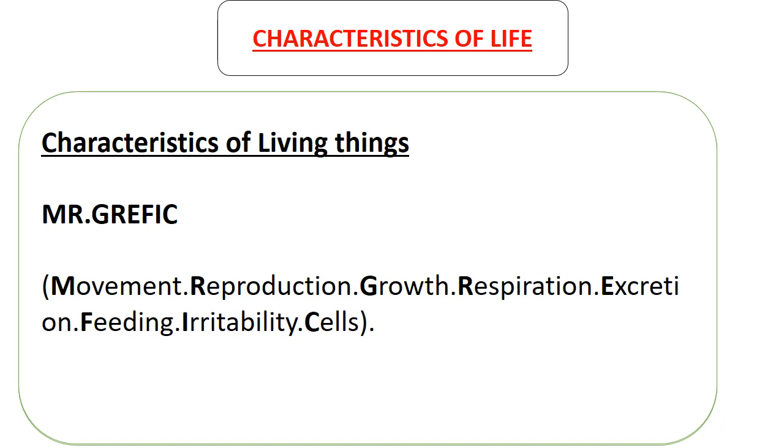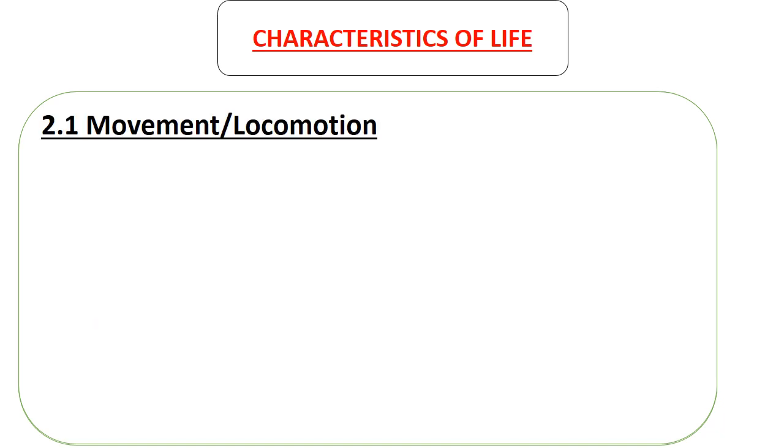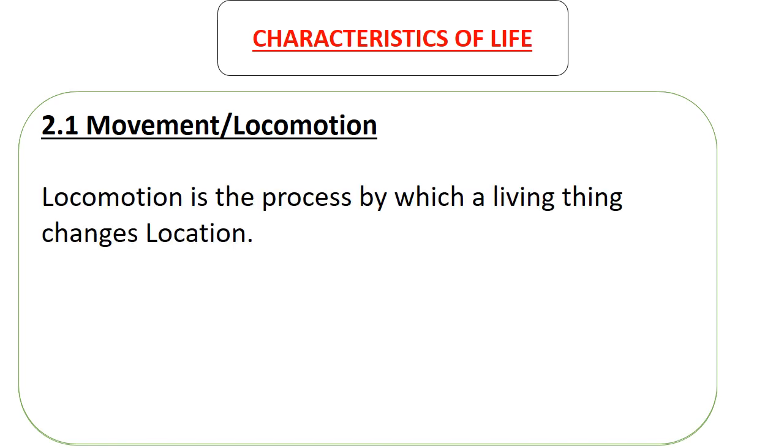But if you want to recall what the characteristics of life are, just remember Mr. Graphic. The first one is M in Mr. Graphic, which is for movement or locomotion. So there are two words here, movement and locomotion. I'll start first with locomotion. Locomotion is the process by which a living thing changes location.